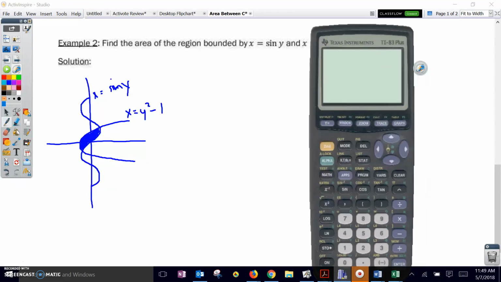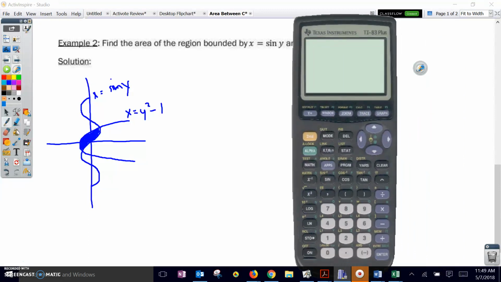I'm going to take my graphing calculator and go ahead and graph y equals sine of x and y equals x squared minus 1. And I get a picture of the inverse of these two curves. You see what the region looks like, very similar to the one that we have graphed there. And when I find the intersection points on these, they're going to be the inverse of the actual real-world intersection points. So I'll go ahead and calculate the intersection.